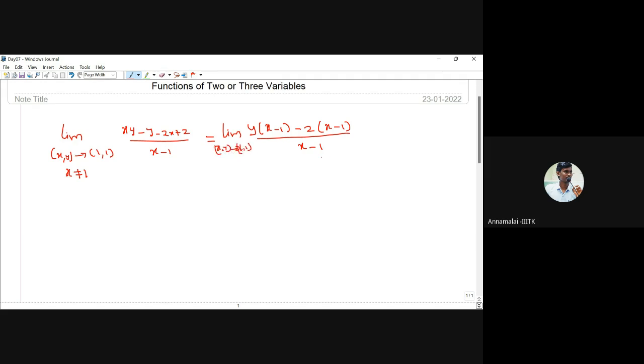Now we can simplify again: we can cancel this x - 1, we get y - 2. Okay, so if we apply the limit as (x, y) approaches (1, 1), there is no x term, therefore directly you can substitute y equal to 1, we get -1. So -1 is the limit of this function.